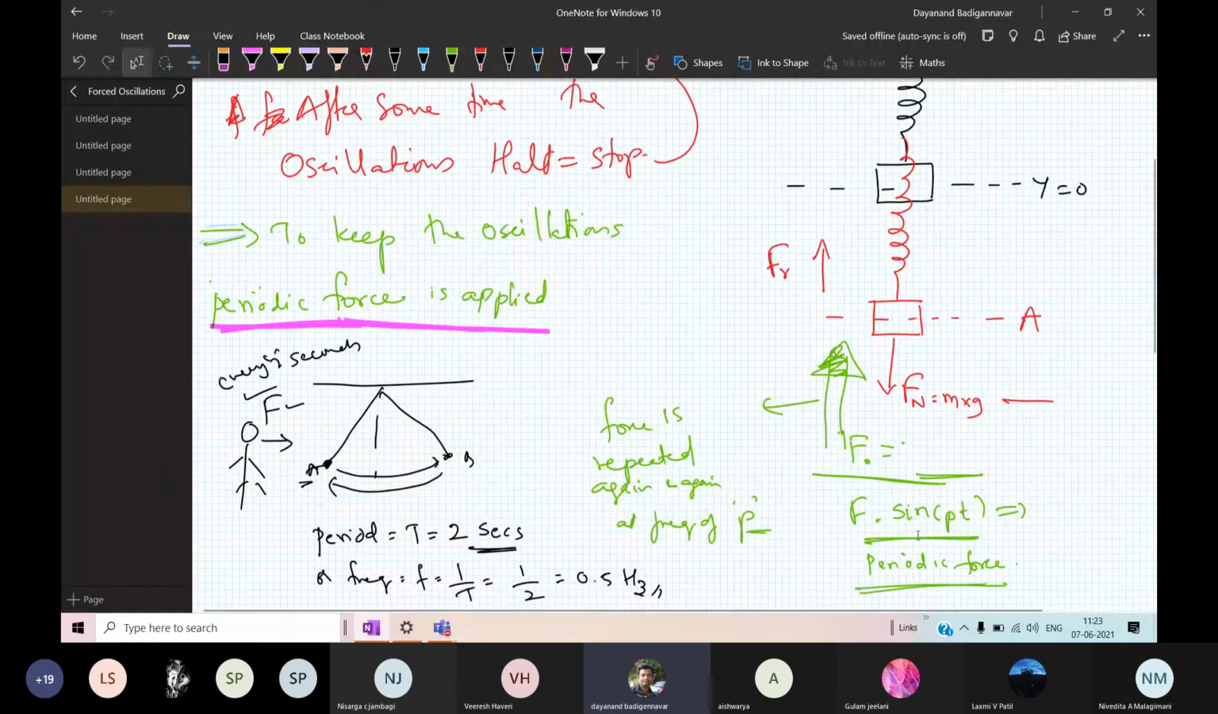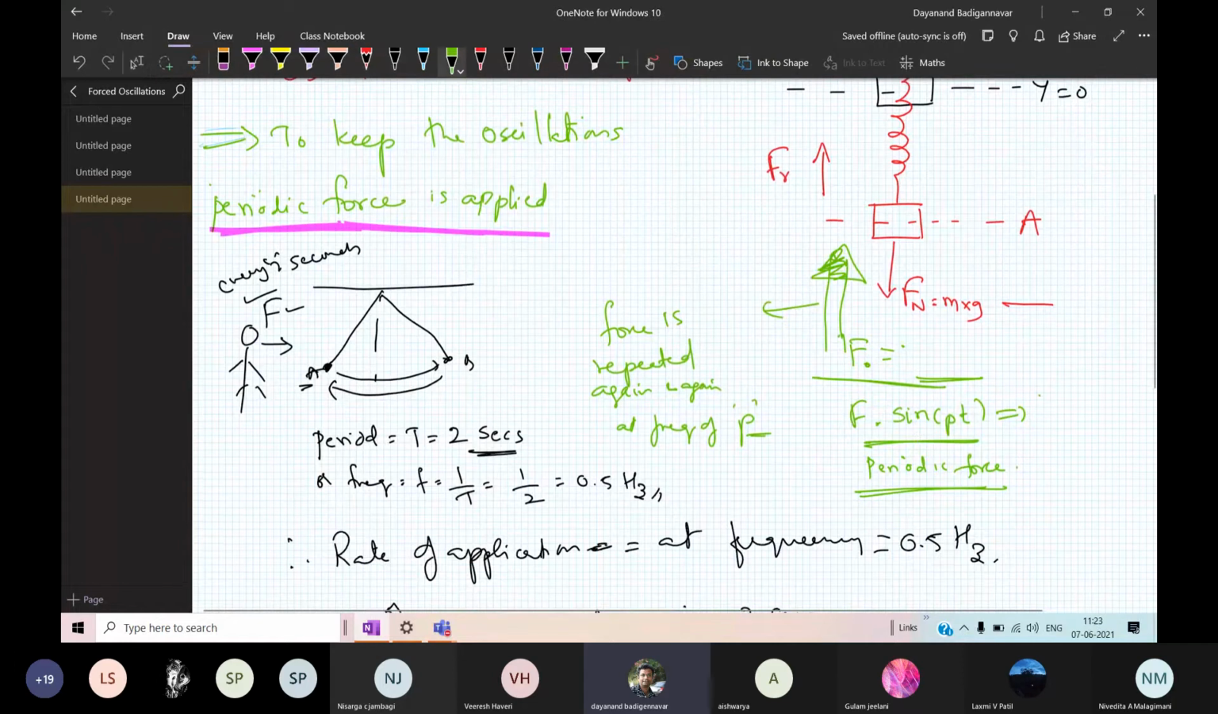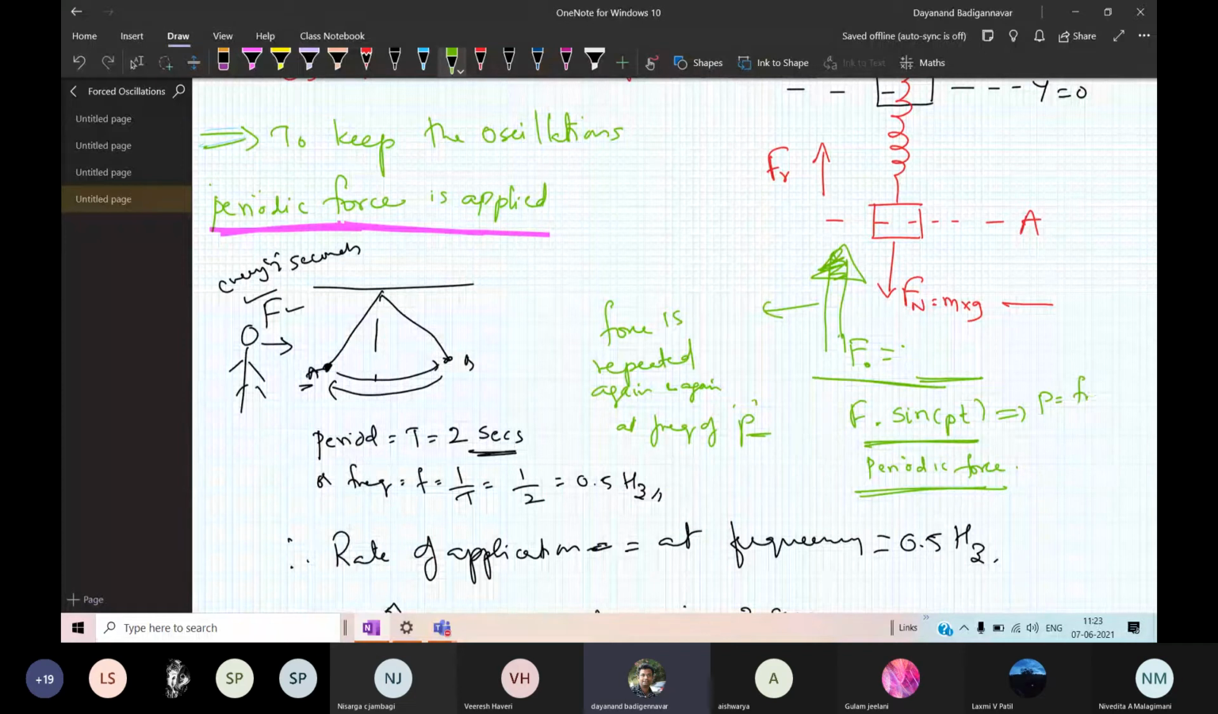What is this P? P means it is the frequency at which force is applied.